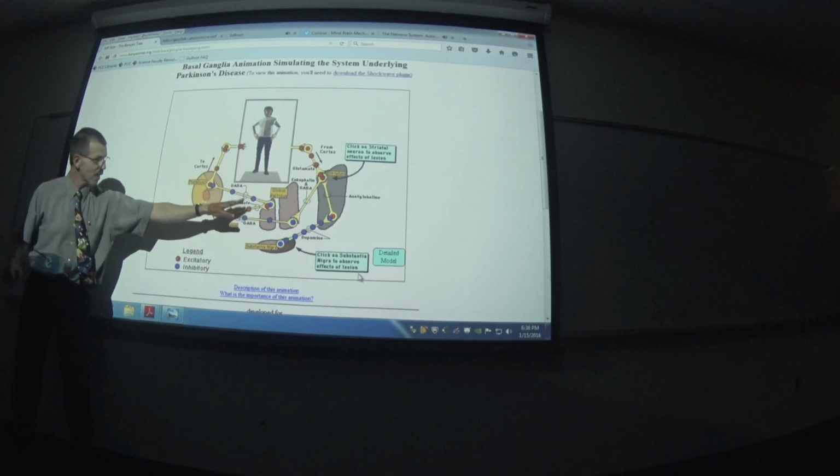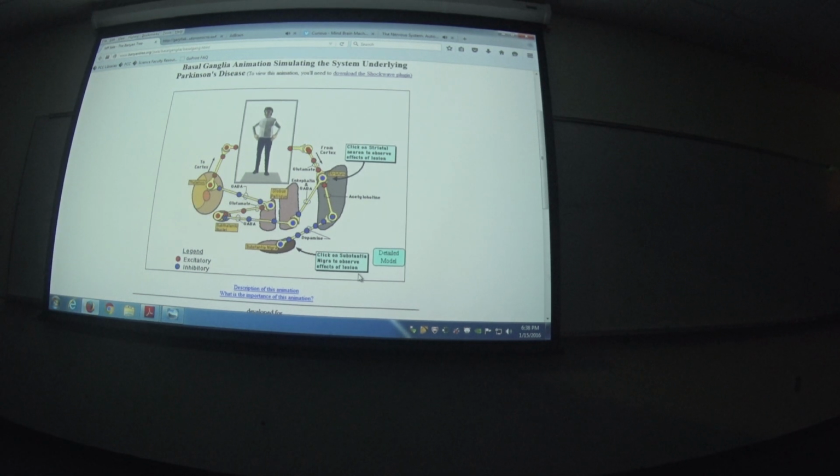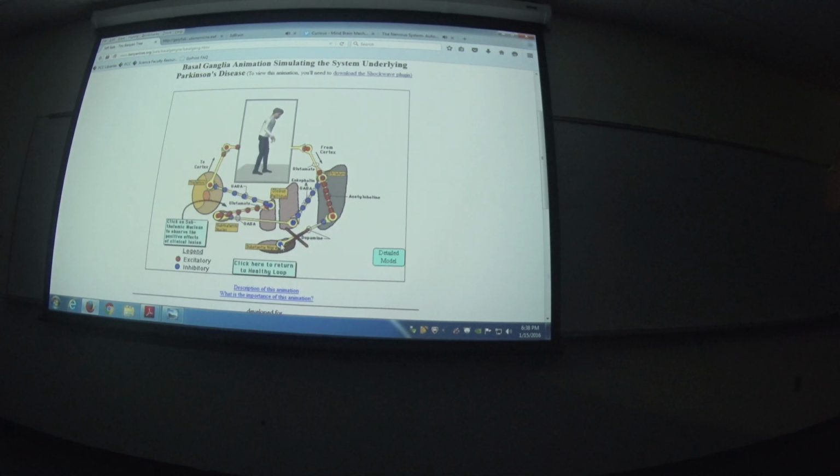So I have indirect and direct pathways. I'm going to mess up one of them. I'm going to put a lesion right here on the substantia nigra of the dopaminergic pathway. Okay? Boom. What changed in my basal ganglia? Is the amount the same as before from the cortex? Let's go back.